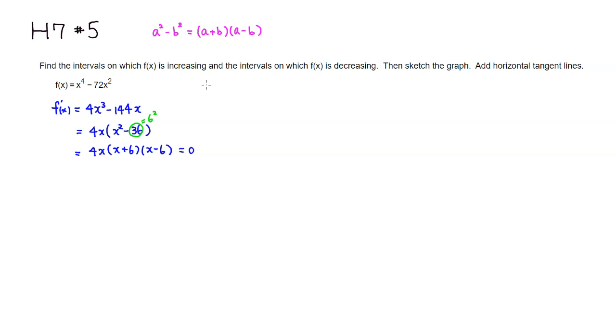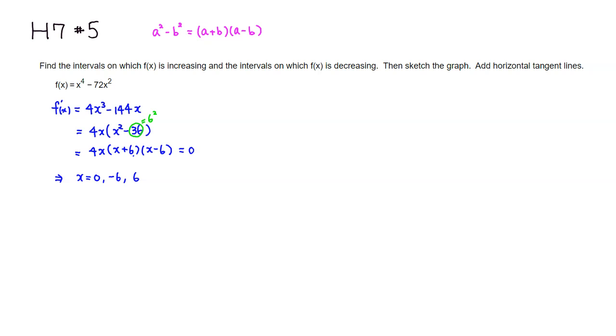I'm going to set that equal to 0 to find critical numbers. If you set 4x equal to 0, x is equal to 0. If you set x plus 6 equal to 0, x is negative 6. If you set x minus 6 equal to 0, x is positive 6. So those are the critical numbers.